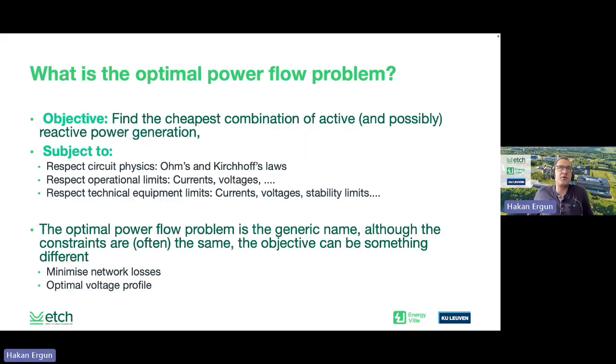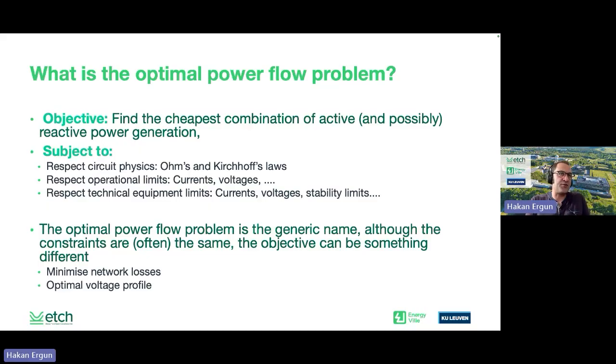So what is the optimal power flow problem in general? The objective is we try to find the cheapest combination of active and reactive power generation. And this optimization problem is subject to the circuit physics that I need to respect, basically Ohm's and Kirchhoff's laws. I have to respect the operational limits of my system, the currents and the voltages, and then also the technical equipment limits. These can be, again, currents, voltages, or some stability limits, for instance, as in the case of the Rokov constraint unit commitment model.